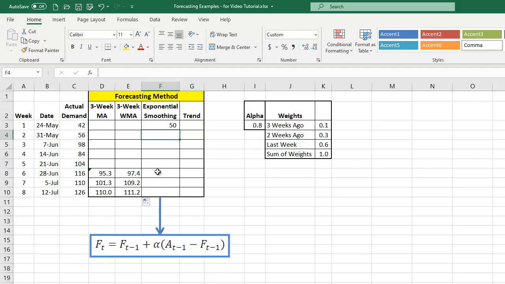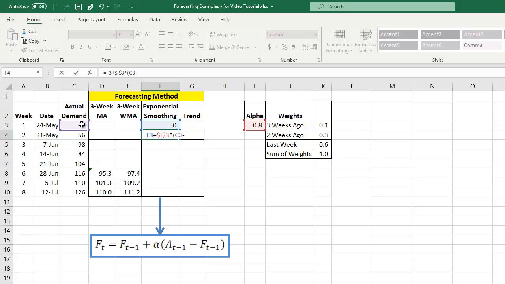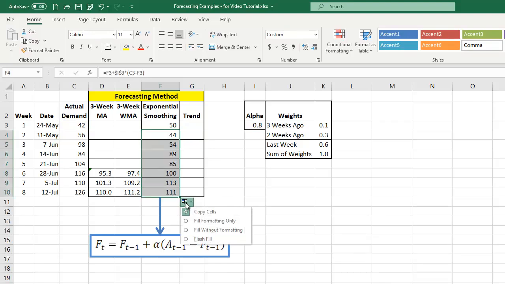So let's put this into our formula here. Our forecast is equal to the forecast from the previous week plus alpha, which we must anchor because we're going to copy this formula down, times, open parentheses, the actual demand from week 1 minus the forecast for week 1, close parentheses, and that gives us 44 units. And we'll copy this formula down, and this gives us our exponential smoothing forecast for all of these periods.